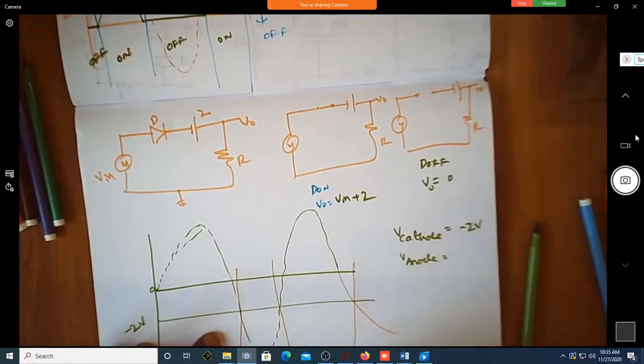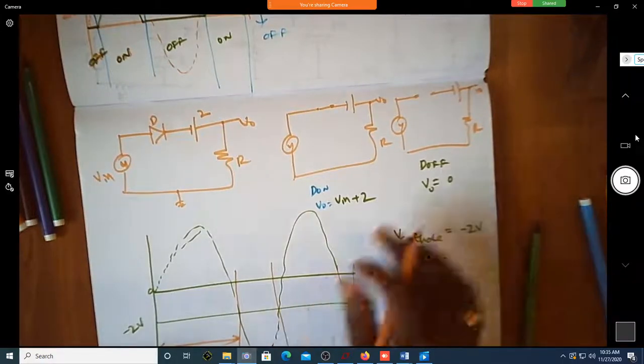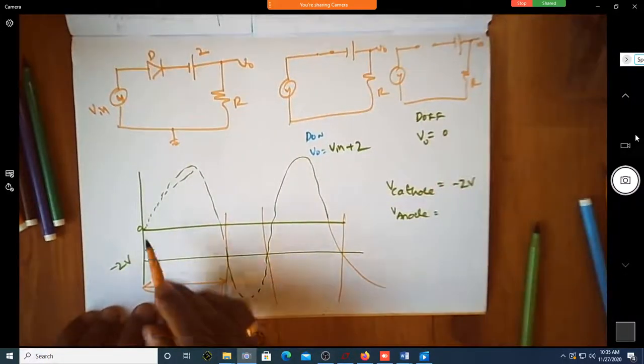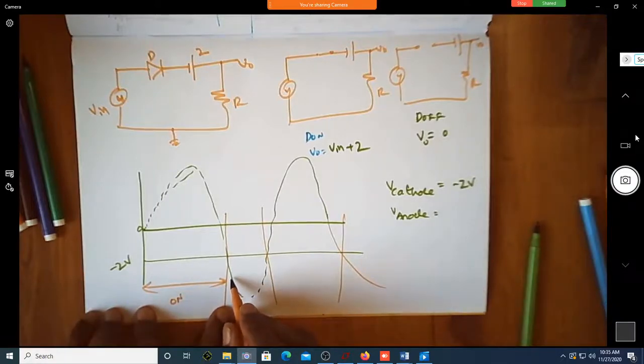So during this region, what is the condition of your diode? Sir, off. Here, input is more than minus 2. Sir, on. Correct? Yes, sir. Here, off.